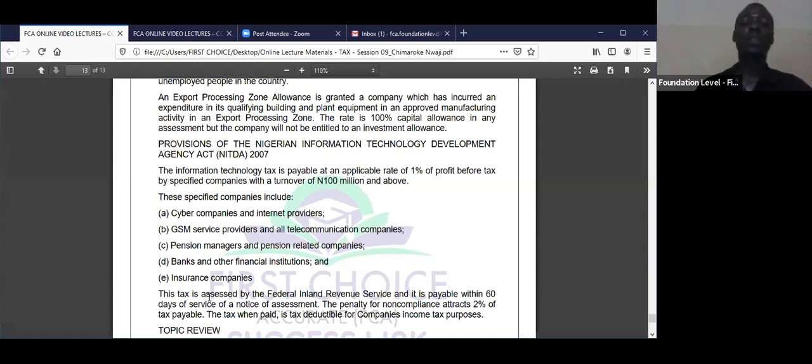IT tax. So you see, the bank pays company income tax. If you're a Nigerian bank, you pay company income tax, you pay education tax, you now pay IT tax. The same thing with MTN, the same thing with Glo. For Glo, you pay education tax, pay company income tax, pay IT tax. So that's it. The penalty for non-compliance attracts 2% of the tax payable.